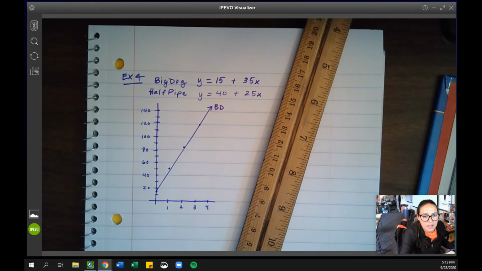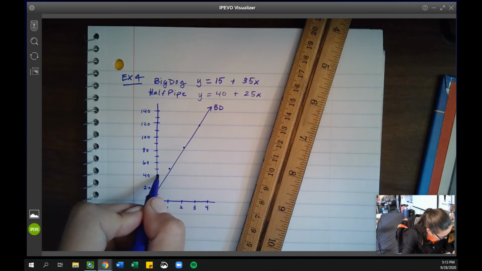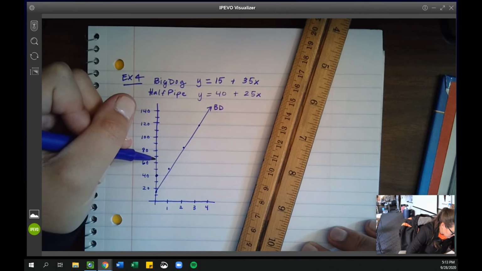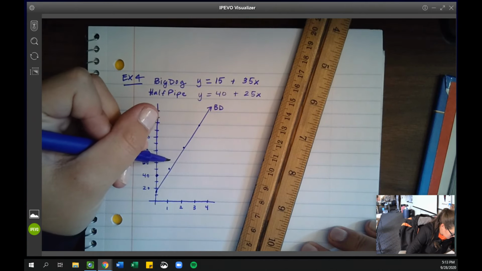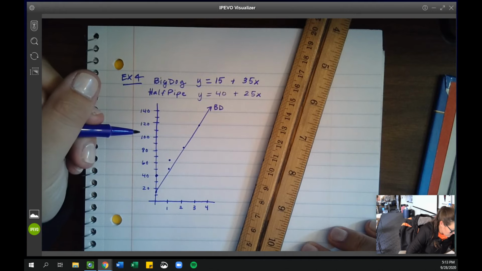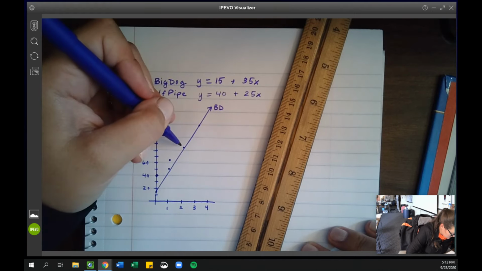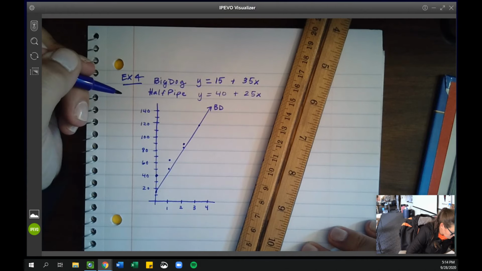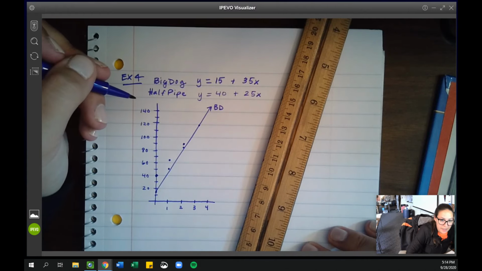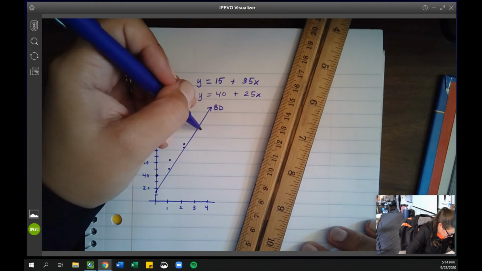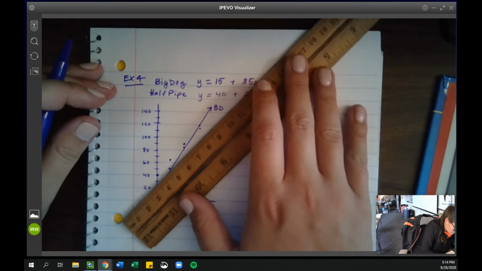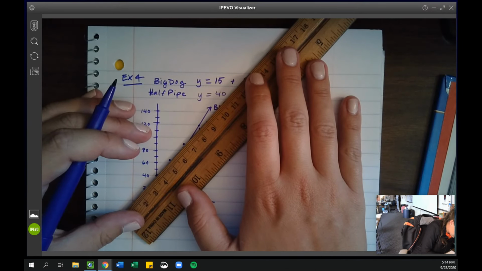All right, Half Pipe. I start off paying more, but I pay less per hour. I start at 40, but I'm only paying 25 per hour. So 40 up to 25 is 65. Plus another 25 is 90. 90 plus 25 is 115. So there you go. We've officially crossed the border.